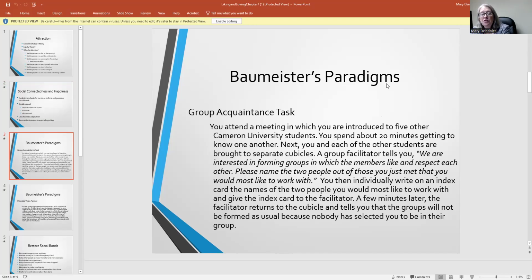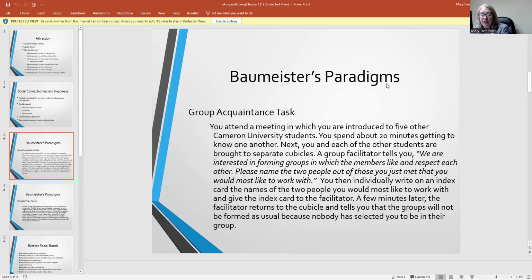Next, you and each of the other students are brought to separate cubicles, and a group facilitator comes in to the cubicle and says to you, "We are interested in forming groups in which members like and respect each other. Please name 2 people out of the people you just met." Remember, you just spent 20 minutes talking with people. Pick 2 of the people that you just met that you would most like to work with. Okay, so you write your 2 names down and you give it to the group facilitator. And then the group facilitator comes back to you a few minutes later, and he either tells you that the groups will not be formed as usual because nobody selected you to be in their group. So you're going to work alone.